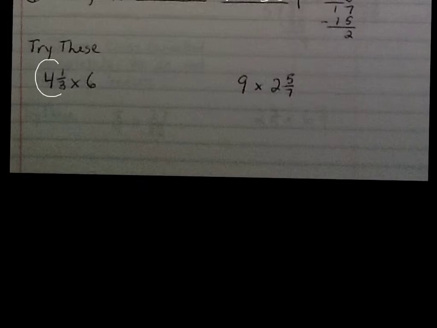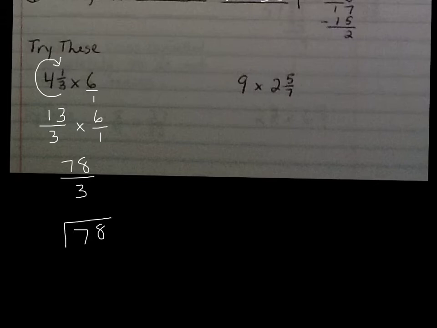First thing, change to improper fractions. Okay, 4 and 1/3. So 3 times 4 is 12, plus 1 is 13 over 3 times 6 over 1. Okay, now multiply across. 3 times 1 is 3. 13 times 6. 6 times 3 is 18. Carry the 1. 78. Okay, then we're just going to go ahead and divide. So 78 divided by 3.